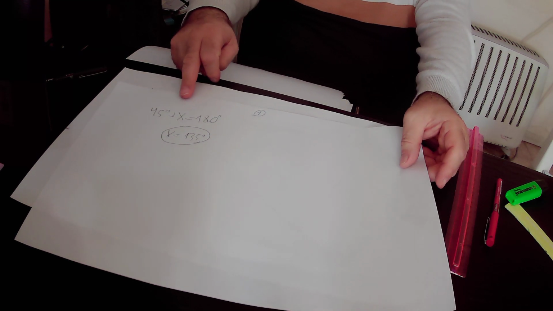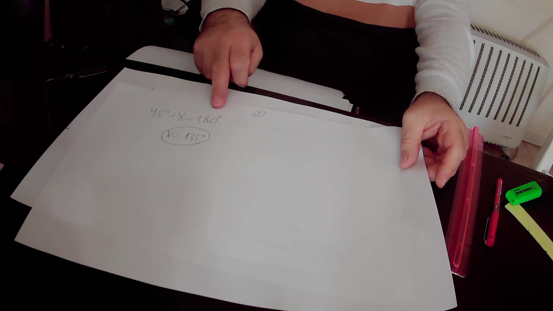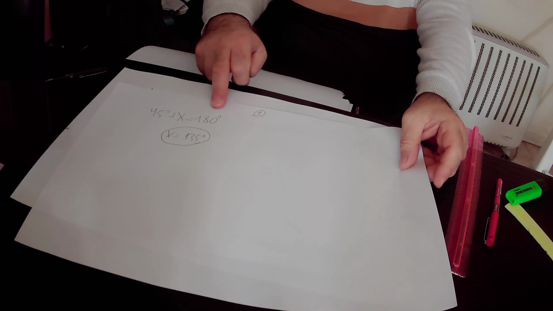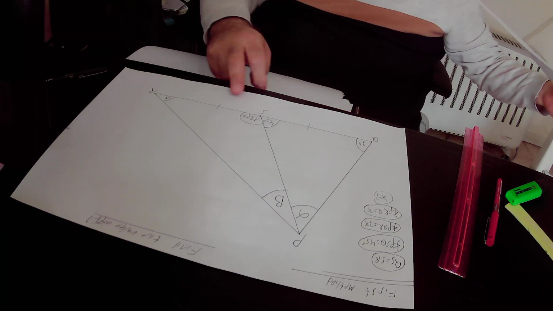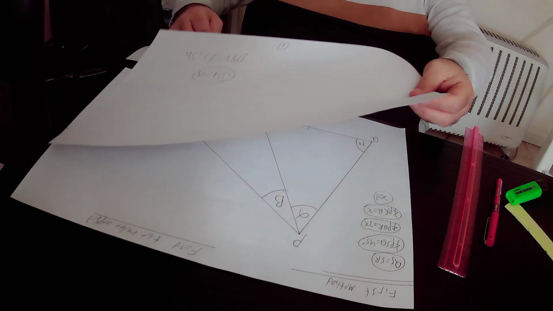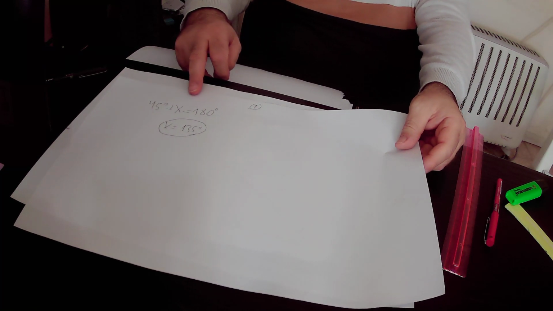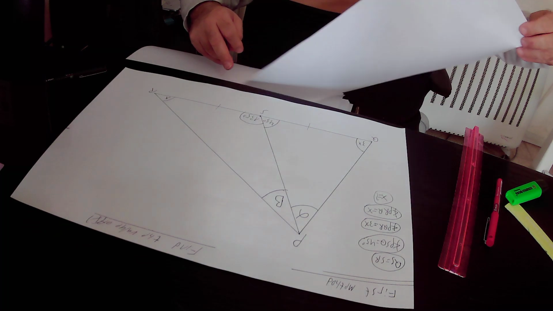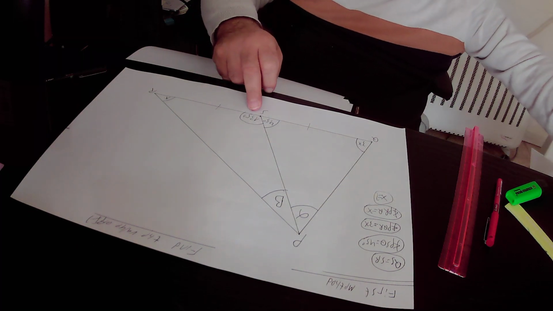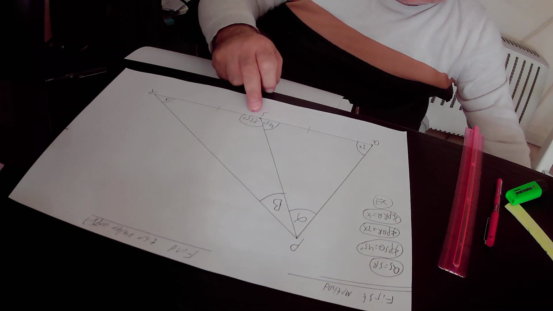45 degrees plus X equals 180 degrees, according to the rule that the sum of the angles on one side of a straight line is equal to 180 degrees. So the sum of the angles on the upper side of the straight line QR must be equal to 180 degrees. We subtracted 45 degrees from this equation and we got that X equals 135 degrees. So this angle equals 135 degrees.